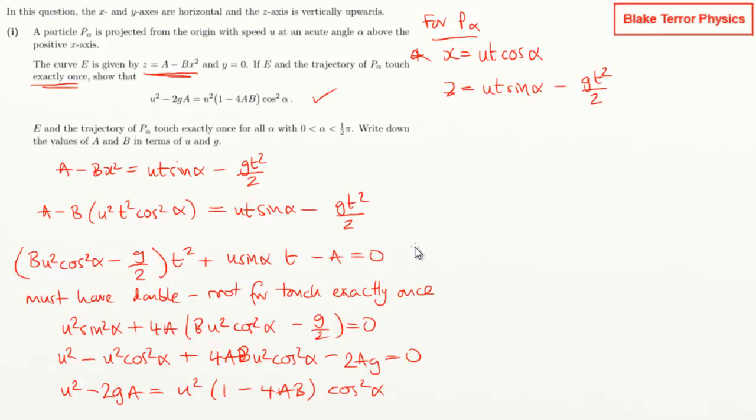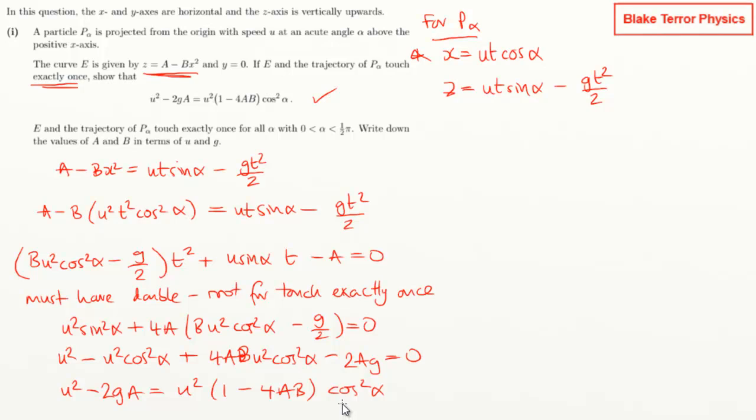Then for the next bit, we've got: the trajectory of P alpha touches E exactly once for all alpha, with alpha from 0 to pi by 2, not inclusive. Write down the values of a and b in terms of u and g. Right, so we want this thing to hold regardless of what alpha is. Interesting, right?